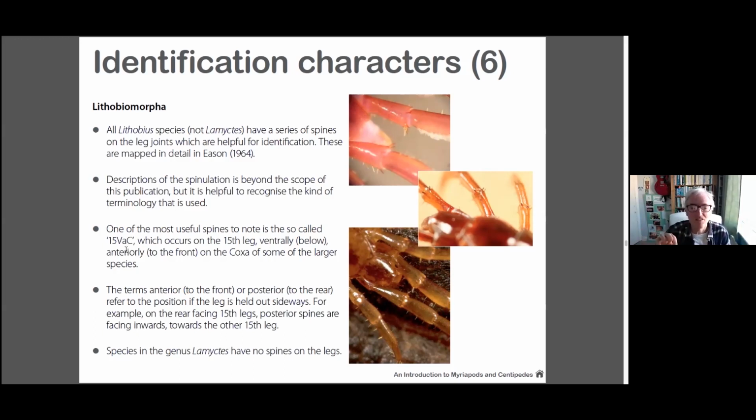And then C is referring to the fact that it's on the coxa. So on the 15th leg, ventrally, anteriorly at the front, on the coxa, there's a spine that you won't find on another species. Sounds a bit nitpicky, but it really helps you to identify just a few of these particular species. This is probably the trickiest bit with centipede IDs, just understanding these. But it's not that complicated.